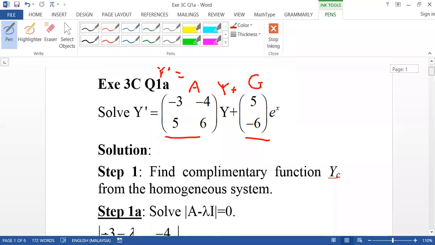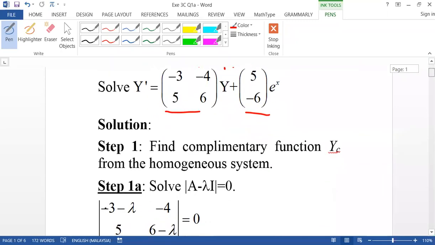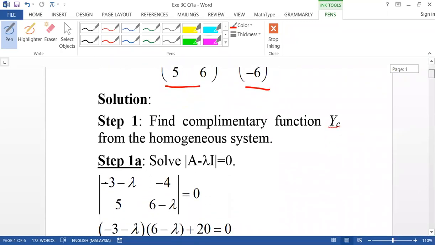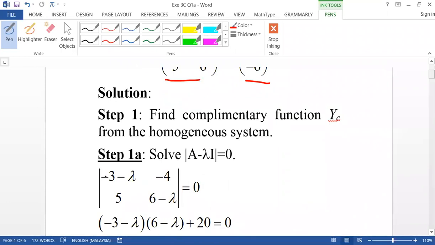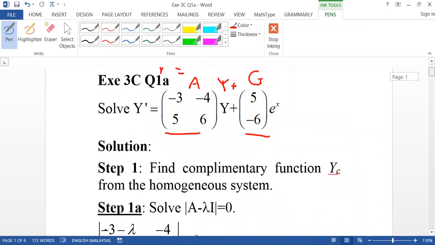First step, you find the YC from the homogeneous system. Can you all still see the screen that I shared? If you cannot, you can just WhatsApp me or message me, if you cannot see the screen or any condition happens.